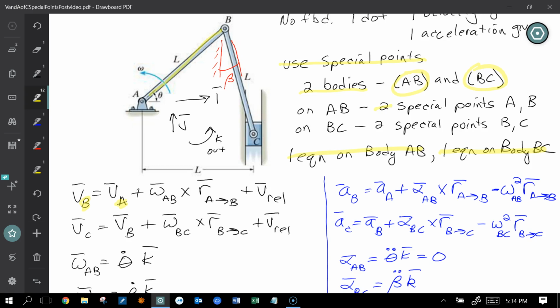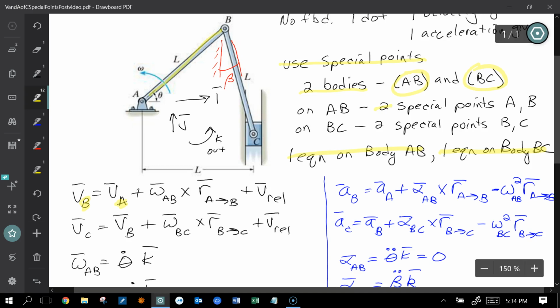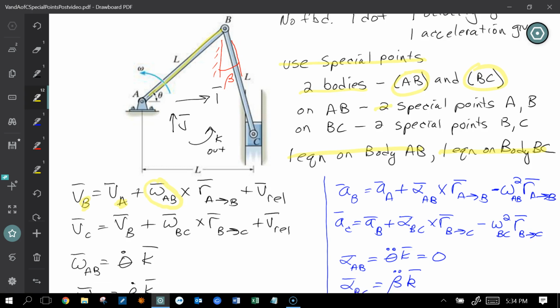Plus omega, and you need to know, in this case you have 2 bodies, so what omega is it? Remember that angular velocities, omegas, only apply to bodies. They do not apply to points. So you have 2 bodies, so which omega do you use? Well, you look at the 2 points that are in the equation, A and B. Look at those 2 points. They share a body. What body are they sharing? They are sharing body AB. So I want the omega of body AB.